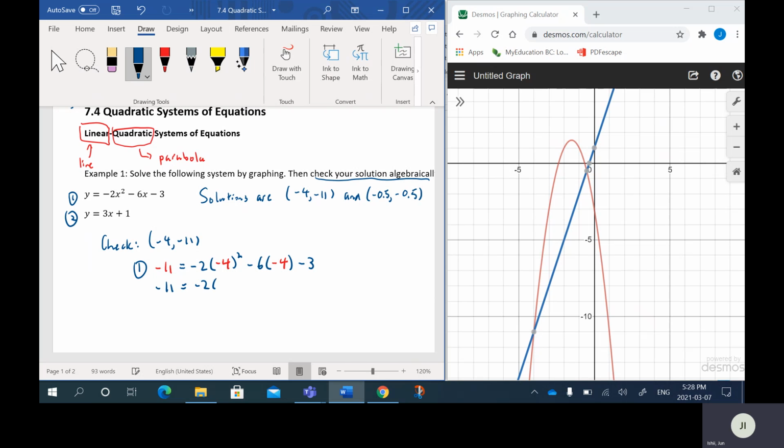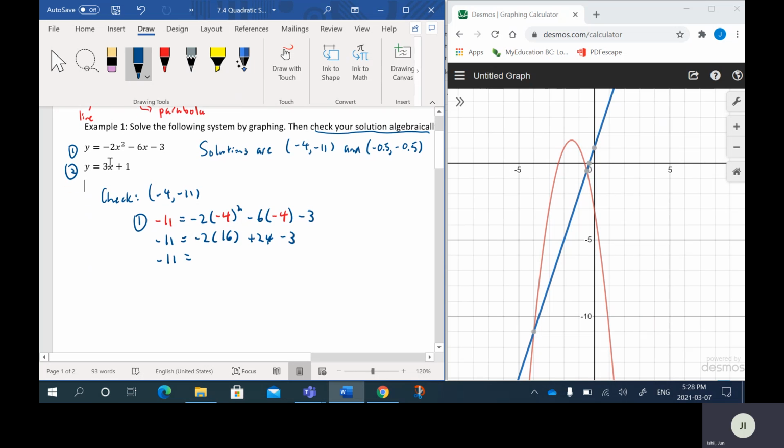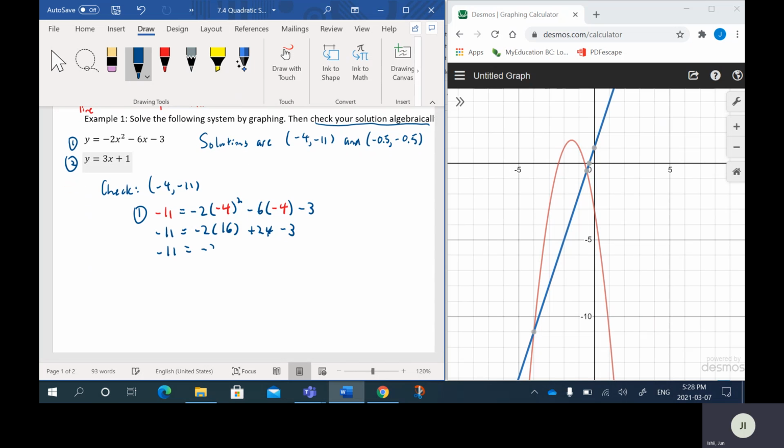So -11 equals -2 times -4 squared, which is 16. -6 times -4 is positive 24, and we have minus 3. So -11 equals -2 times 16, which is -32, plus 24 minus 3. Let's add this together. Negative 32 plus 24 is negative 8, and negative 8 minus 3 is negative 11. Cool, so we got that one to match up.